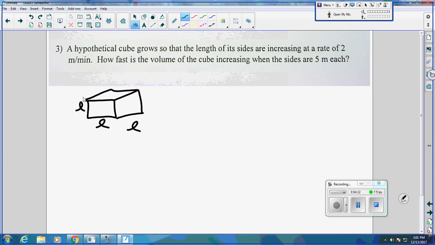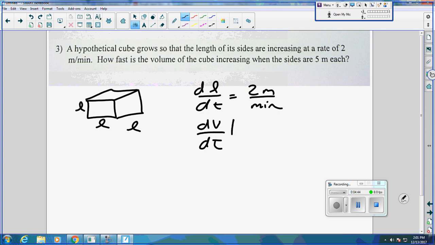You could call them X. You could call them anything you want. And I know that when I read this problem, that the rate of a side, dL/dt, is 2 meters per minute. That is unbelievable, by the way. I mean, that's growing 6 feet a minute. I mean, wow. How fast is the volume? So how fast is the volume, dV/dt, when the sides are 5 meters?